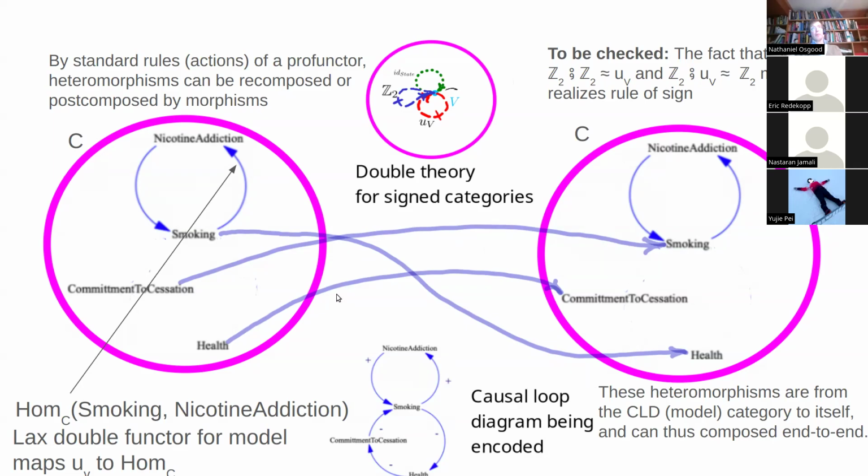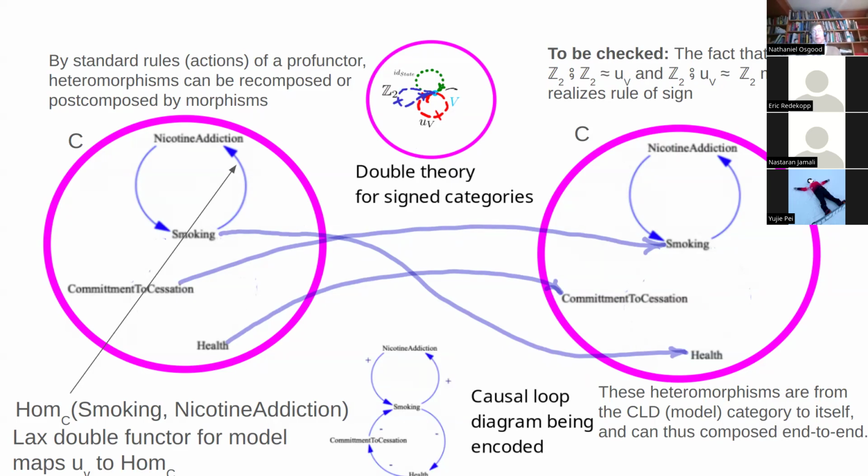You get a minus and minus composed with each other. So one of these heteromorphisms composed end to end with this one composes to be the identity. So that would be this one, and this one composes to be the identity from smoking to commitment to cessation, and so on. So there's a beautiful story here, and it takes time to sink in, but it's very useful to be able to shift between these perspectives.